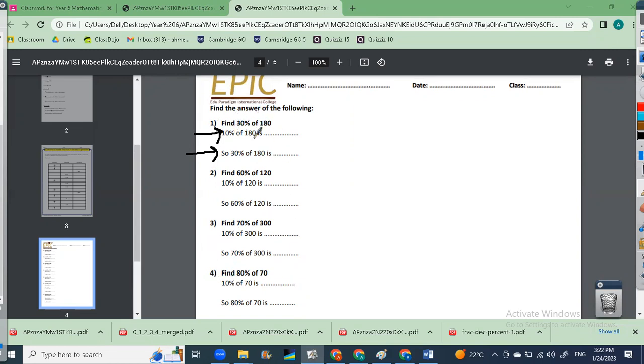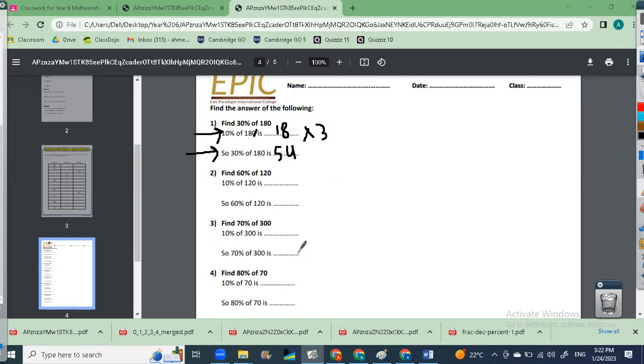10% of the number means you divide by 10. So bye-bye to the 0. It is just 18. All right, that's 10% of the number. So what is 30%? Oh, we're going to multiply the 18 by 3. And the answer, if you multiply 18 by 3, is going to be 54.